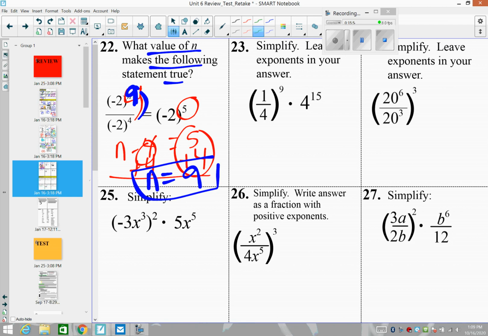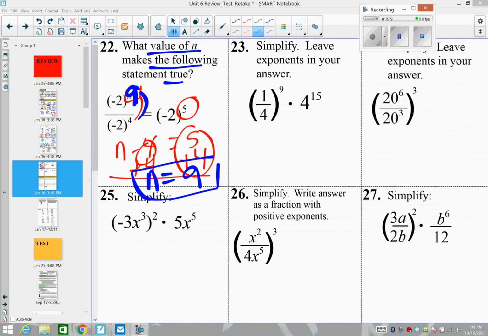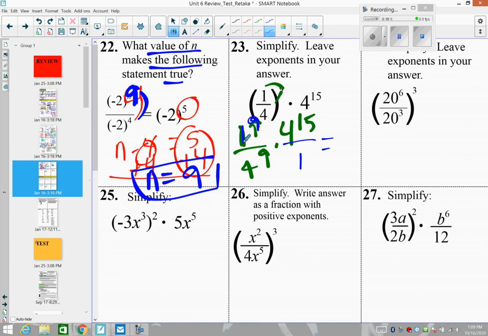Next problem. Again, I usually get lots of questions on this problem, so make sure you're tuned in here. We're going to distribute the 9 to the top and the bottom. That becomes 1 to the 9th, 4 to the 9th. Make sure you know that's 1 to the 9th, times 4 to the 15th. Now, when we simplify this, we can write this over 1. 1 to the 9th is just 1 times 1 times 1 times 1 times 1 times 1. So 1 to the 9th simply is 1. It's 1 times 1 times 1 times 1, 9 times.